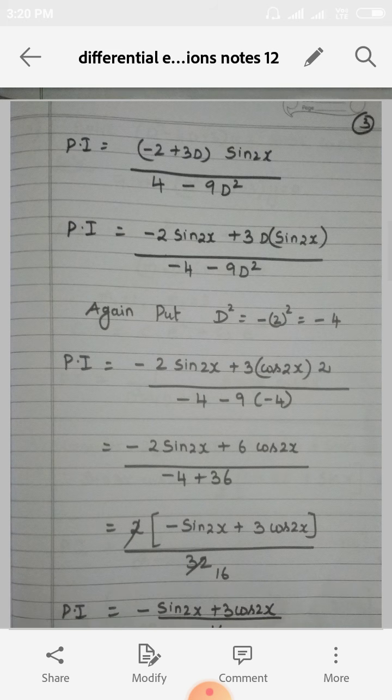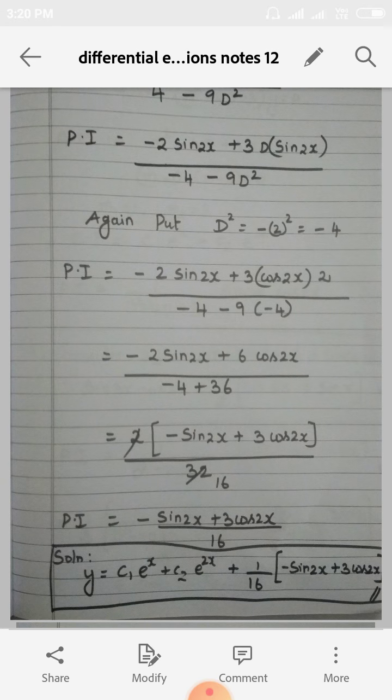So what we get, see the numerator, girls, minus 2 sine 2x plus 3 into differentiation of sine 2x, that is d is nothing but differentiation. Differentiation of sine 2x, sine differentiate, we get cos. So cos 2x into 2. So 3 into cos 2x into 2 divided by minus 4 minus 9 into, put d square is equal to minus 4 into minus 4.